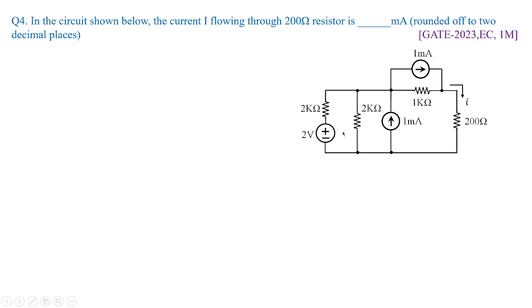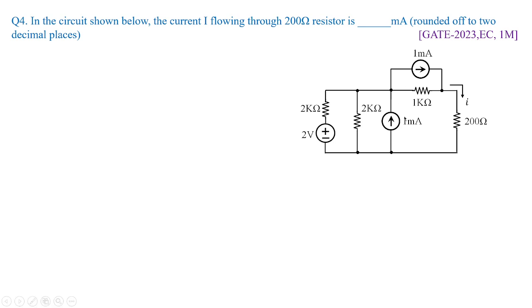Or you apply mesh analysis. Take this one as loop 1, loop 2, and loop 3. In fact, loop 2 and loop 3 have a common 1 milliampere source, so this becomes the supermesh. So this is how you have to introspect the given problem. How easily you can solve this problem in a fraction of seconds or minutes is our main concern.